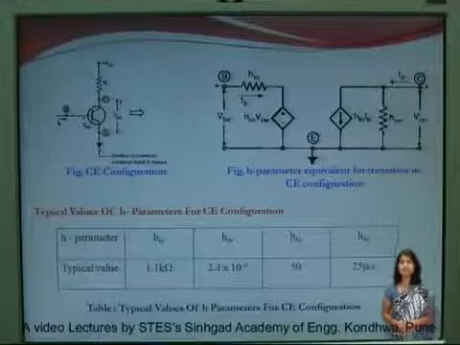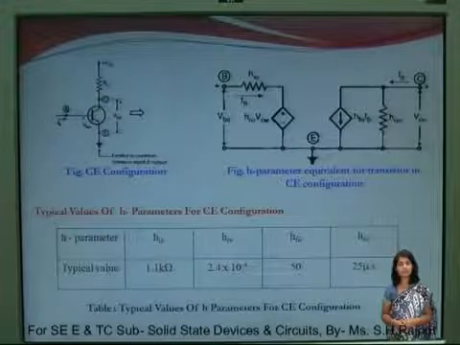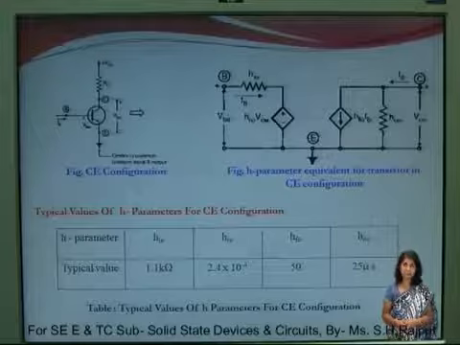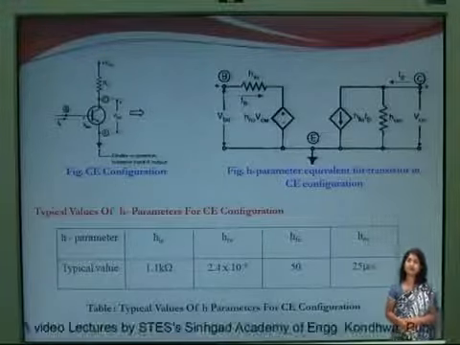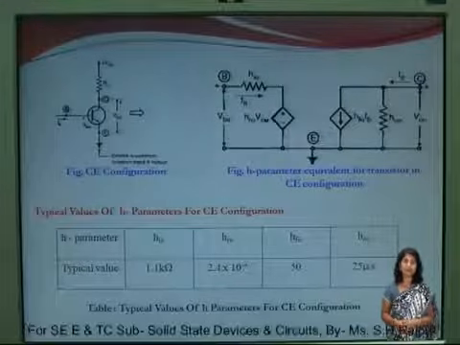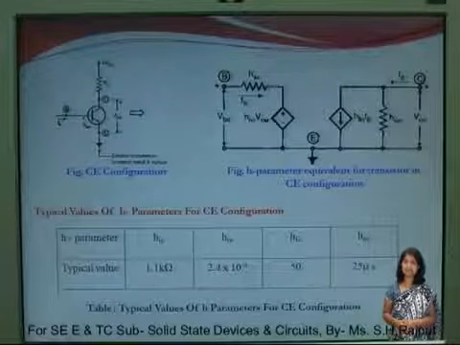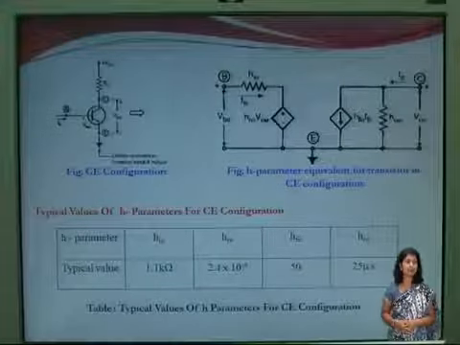In the last lecture, we started with the introduction of the h parameter. Now let's see the different configurations of the transistor, that is common emitter, common base and common collector configuration. As shown in the figure, the first is the CE configuration, which is called the common emitter configuration, and the second figure represents the h parameter equivalent for the transistor in CE configuration.